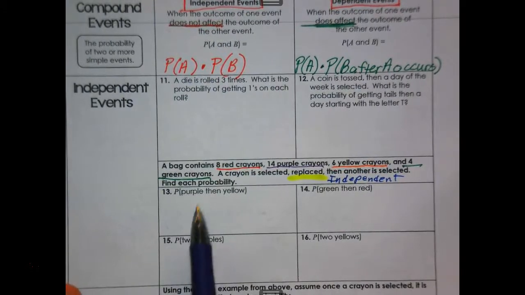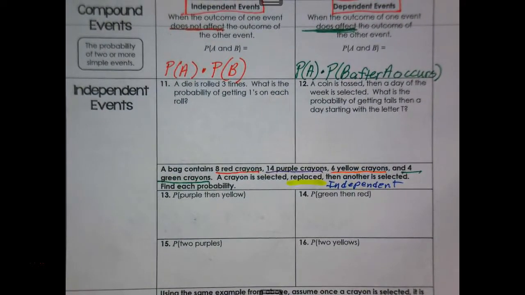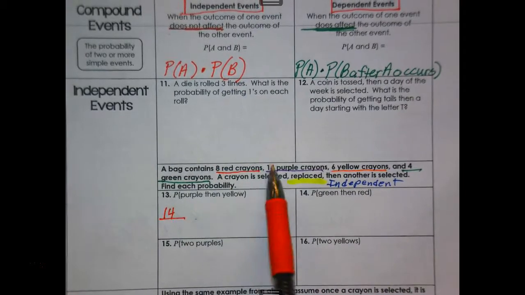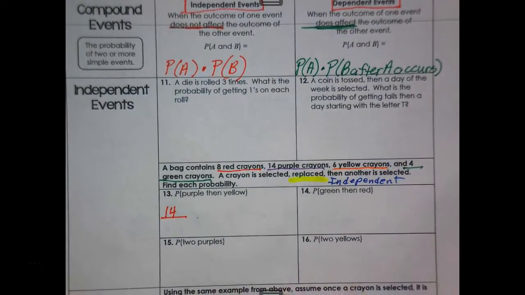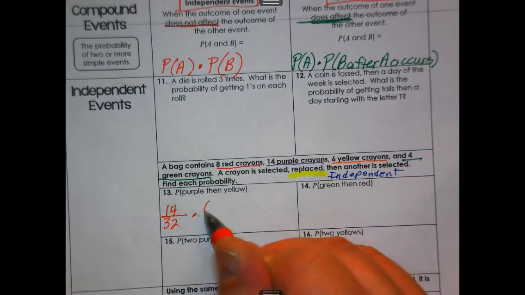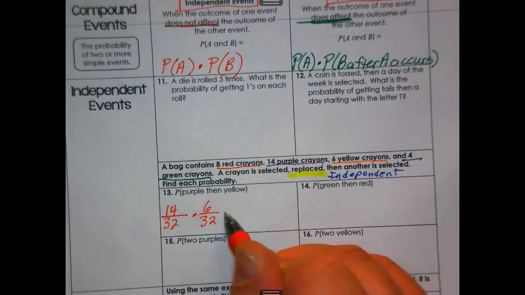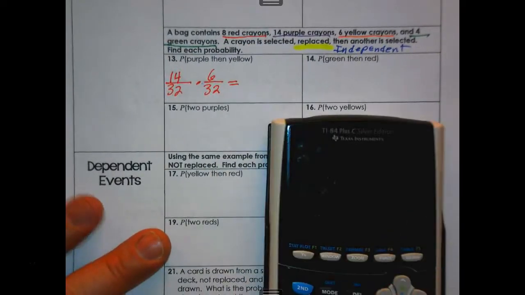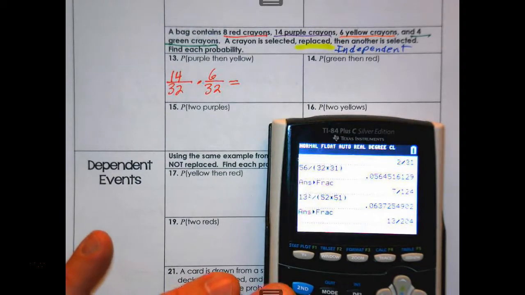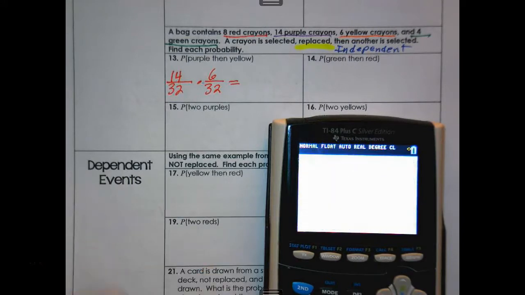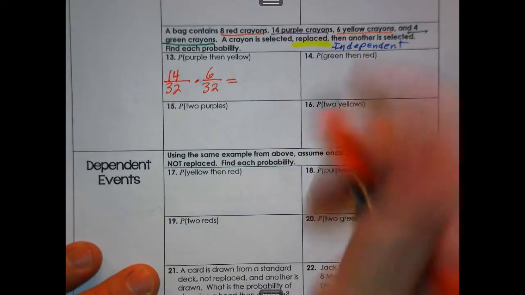Okay, the probability of purple and yellow. So what's the probability of purple? Out of how many? The 22, 28, 32 times the probability of B, which is yellow, 6, and we threw it back in, so it's 32. Put that in your calculator. You could reduce first. And I get 21/256.